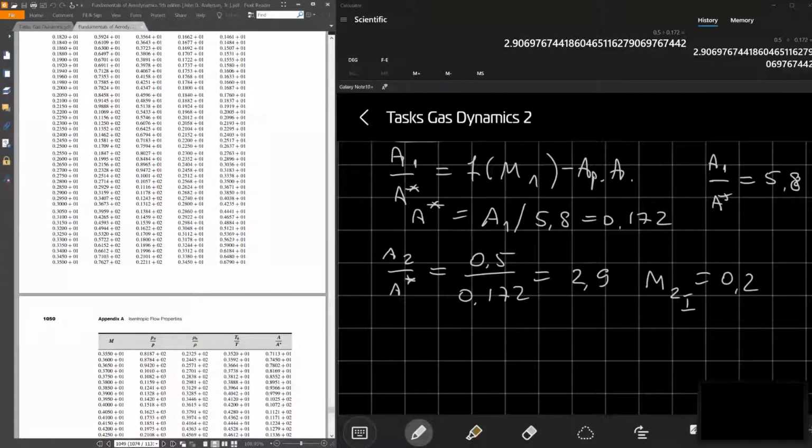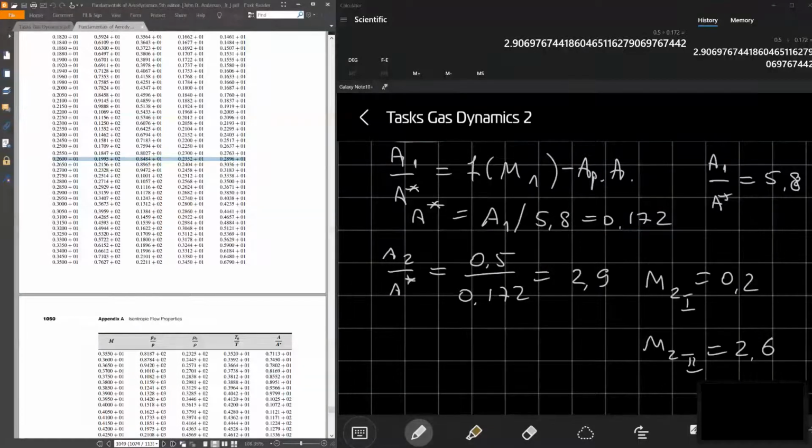Okay, let's see where is 2.9, somewhere here. This is the closest value to 2.9 in the supersonic section, and I see that the Mach number is 2.6. So my Mach number 2, the second solution corresponding to the supersonic part of the nozzle, is 2.6. That's a simple way how we can determine the Mach number.